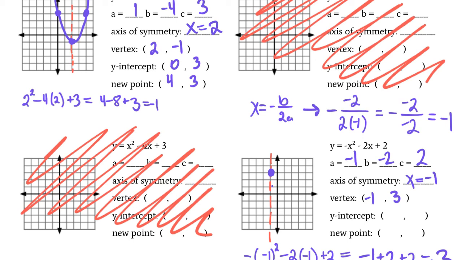All right, so let's find the y-intercept. I can just look at my c value. In this case, it's 2. So 0, 2. All right, and now I need one more point for this graph. So I'm just going to reflect it across that axis of symmetry. That point is at -2, 2. All right, so there is our graph, and there are the notes for the day.